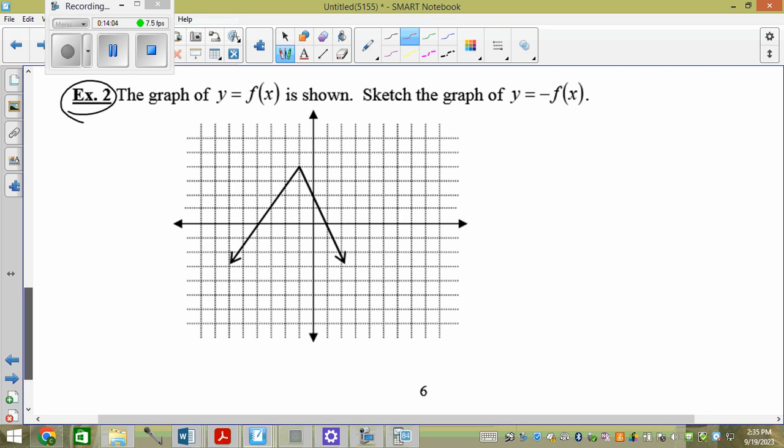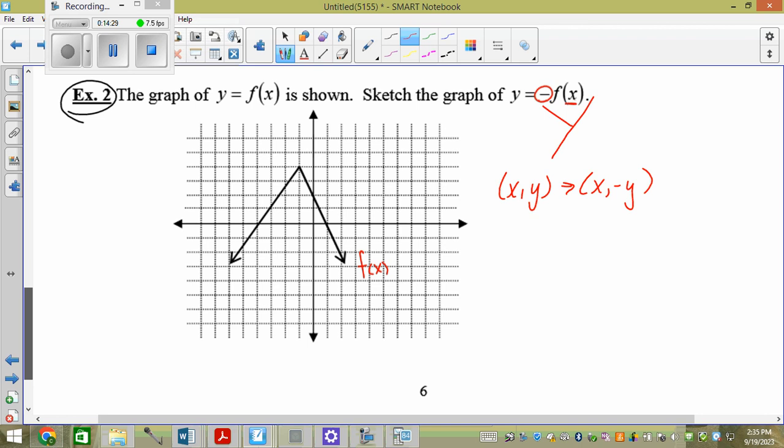So the graph of y equals f of x is shown below. So this is the f of x graph. They want us to sketch negative f of x. So is this affecting my x's or my y's in mapping? My y, because it affects my y's. This affects my x. So I know my mapping is (x, y) becomes (x, negative y).